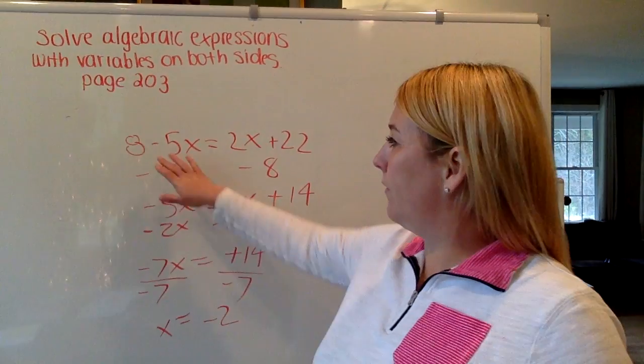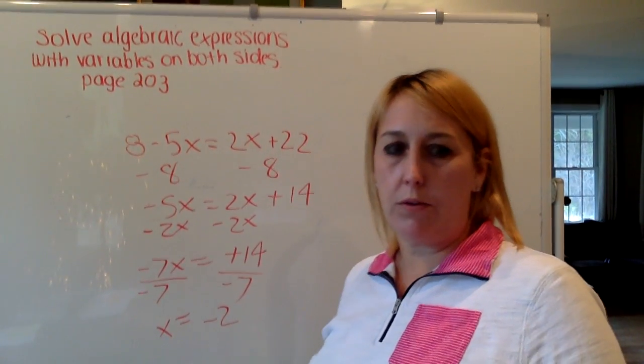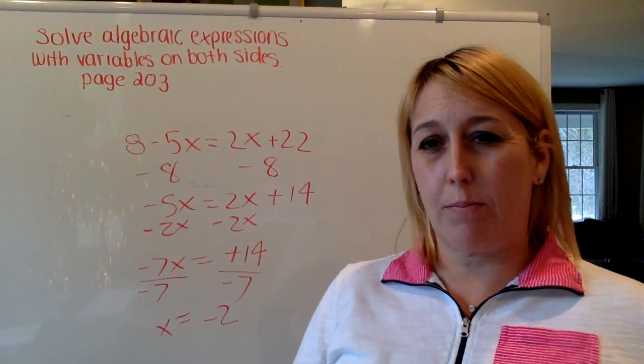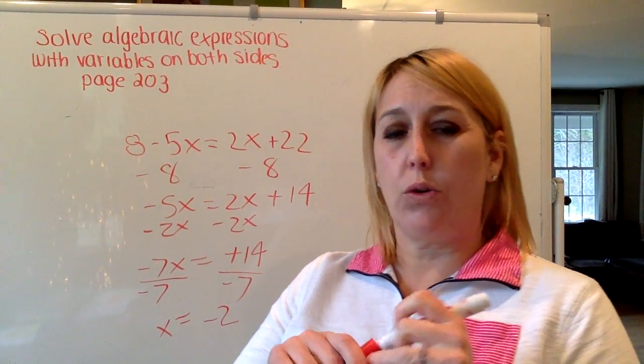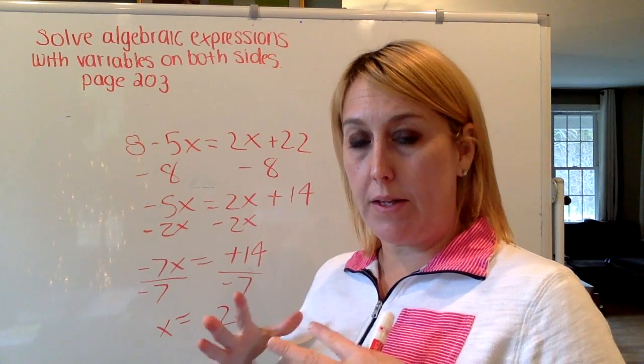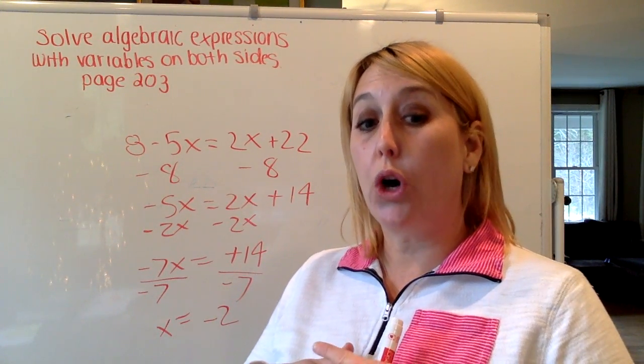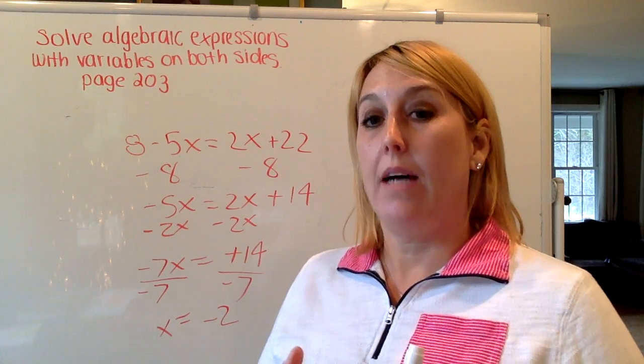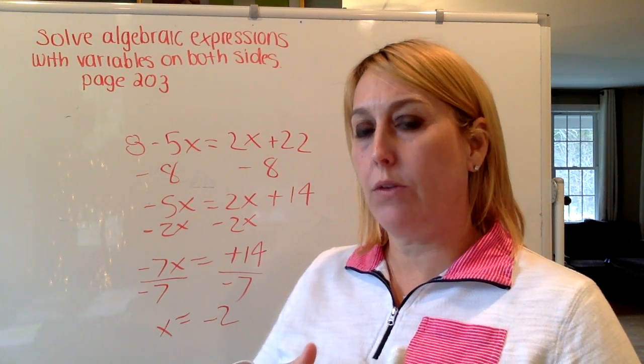It doesn't really matter if you address the constants or the variables first, but what I kind of just pick and I stick with it. So you might want to just pick to focus on the variables to get them on the same side, and remember to go with the variable that has the smaller coefficient. That's the one you want to move.